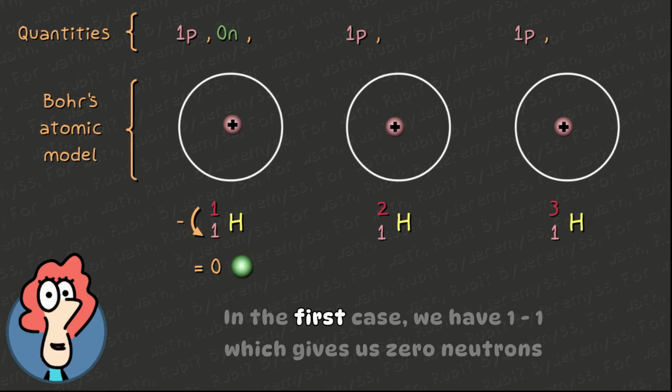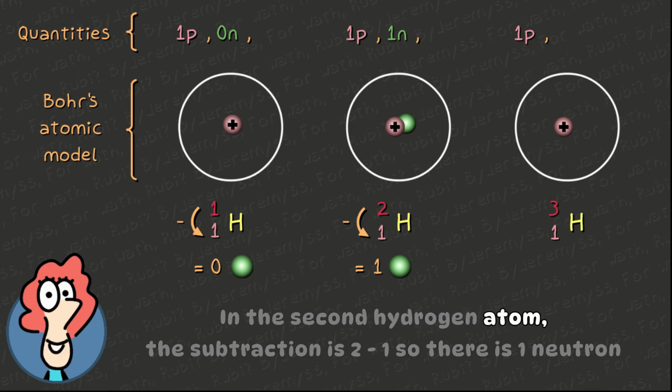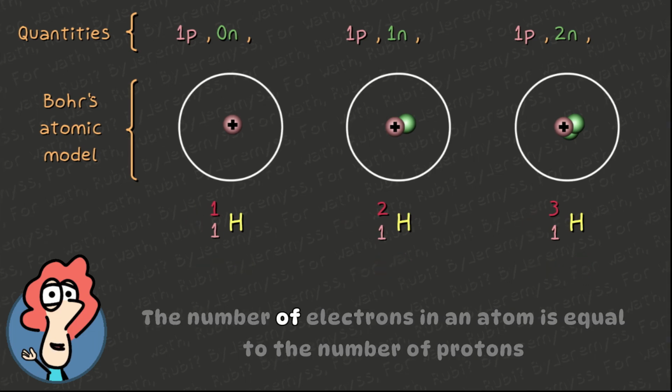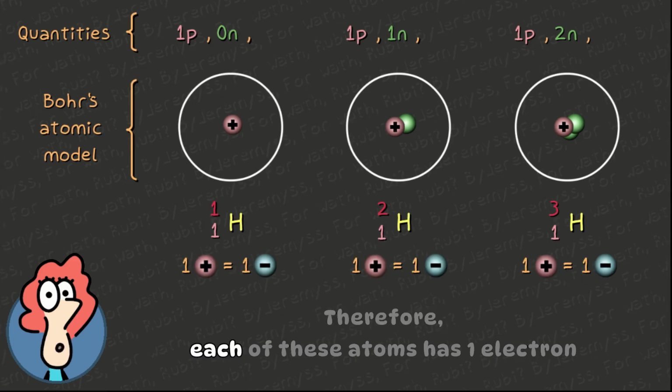In the first case, we have 1 minus 1, which gives us 0 neutrons. In the second hydrogen atom, the subtraction is 2 minus 1, so there is 1 neutron. And in the third, it is 3 minus 1, so there are 2 neutrons. The number of electrons in an atom is equal to the number of protons. Therefore, each of these atoms has 1 electron.